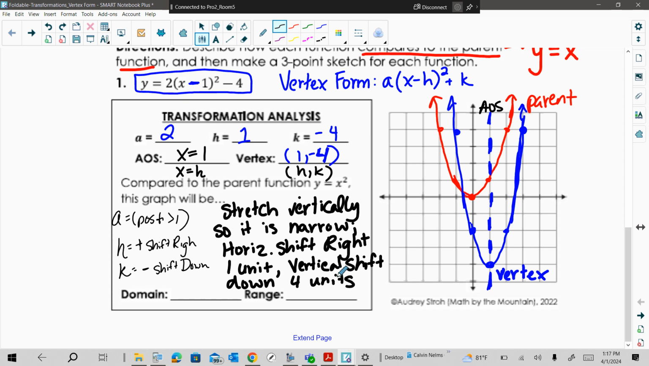And then I realized I put a plus sign, and this actually should be a minus sign right here, because we had a minus inside the parentheses. Negative, it's a shift to the right. And if it's negative on the K, it's shift down. So I can physically see that this graph went down to the right here, and then it went down 1, 2, 3, 4 units.